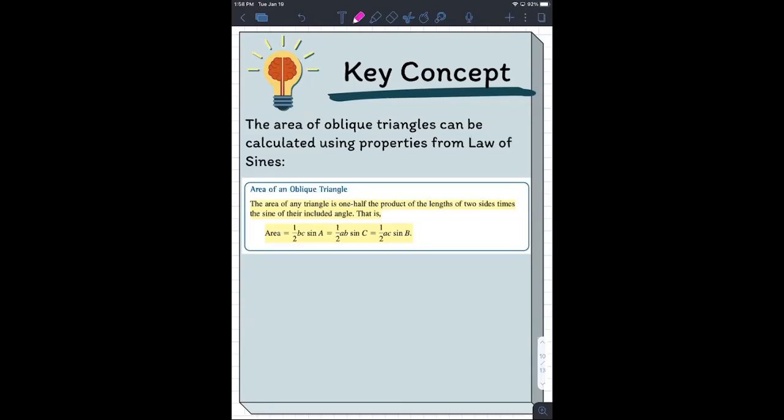So that way, if you're ever thinking, which sides do I have? And you have sides A and B, you know you're going to use sine C because that's the one that you didn't have. So write those 3 down. We're going to use those to find our area.